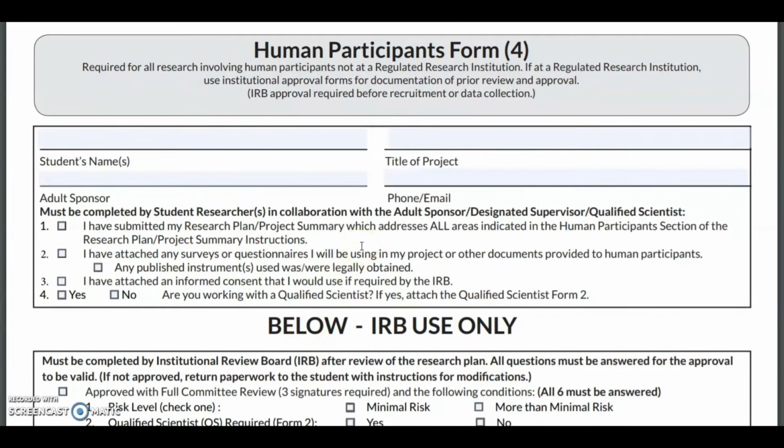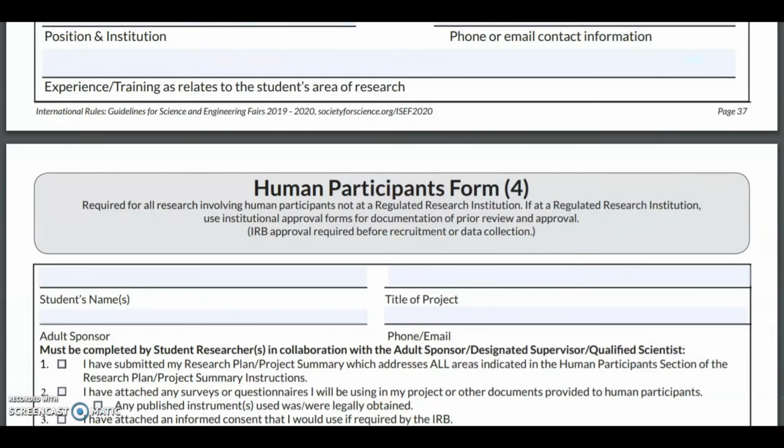Next, let us proceed with Form 4, which is the human participants form. Health and well-being are important as students perform work with human participants. This is the reason why there is also a rule for every human participant in doing a research experiment. There are guidelines that were designed to help student researchers follow the federal regulations regulating practicing scientists and protect the health of both human subjects and the student researcher.